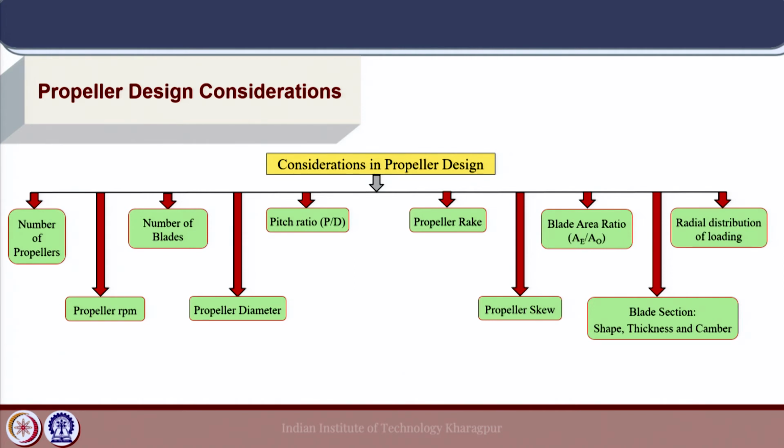Another consideration is the radial distribution of loading. The propeller blade loading changes based on the radial location of the section where we are calculating the loading based on the operational characteristics, and this is also an important criteria for the propeller design. Now, we will look into these aspects one by one in more details and how they impact the propeller design process.